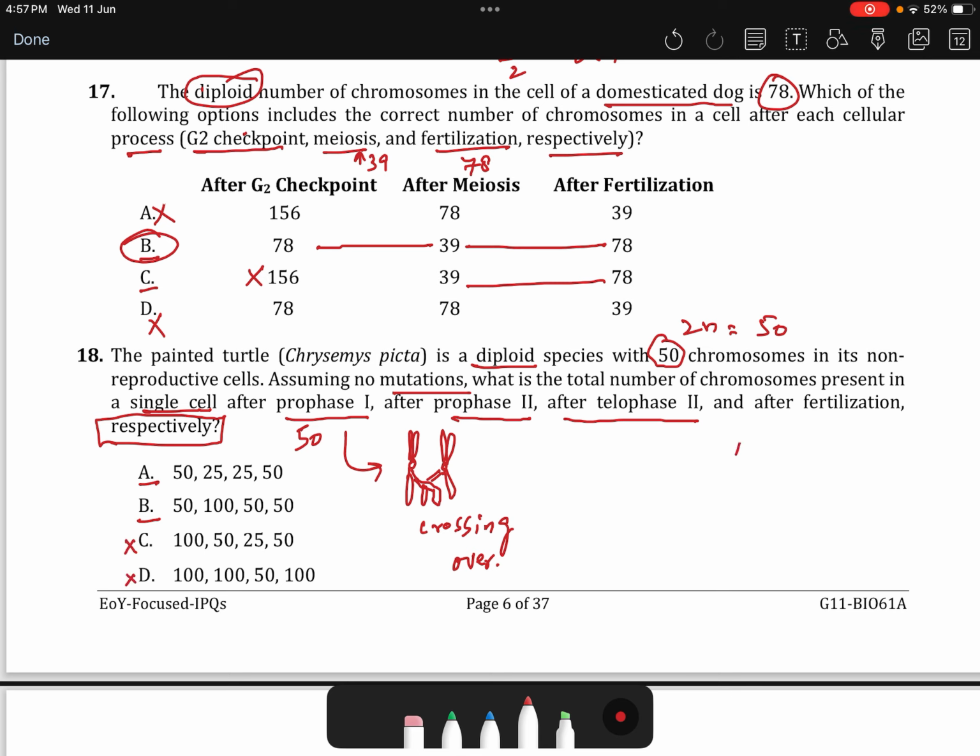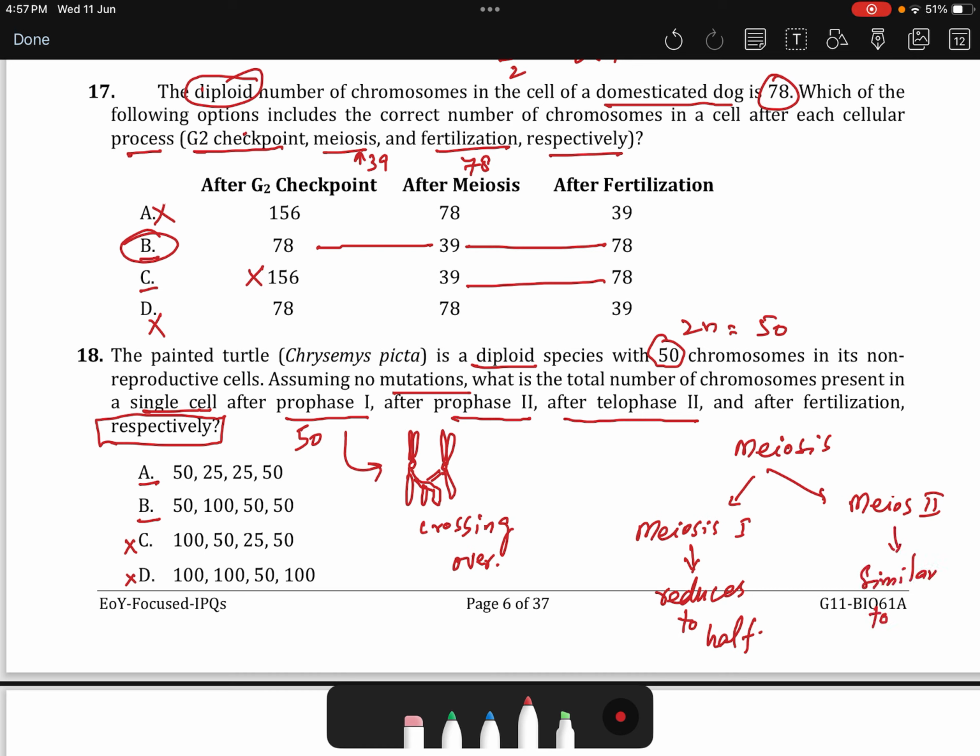And you know that meiosis takes place in two phases, meiosis 1 and meiosis 2. Meiosis 1 is the one which reduces the chromosome number to half, and it stays the same in meiosis 2 because this is similar to mitosis. So it means that in prophase 2 it should be 25, half of this one.